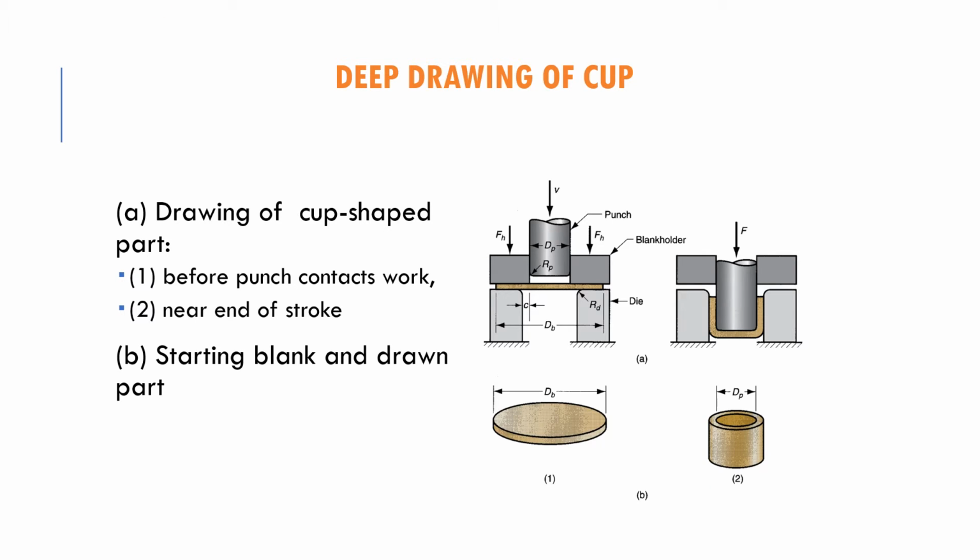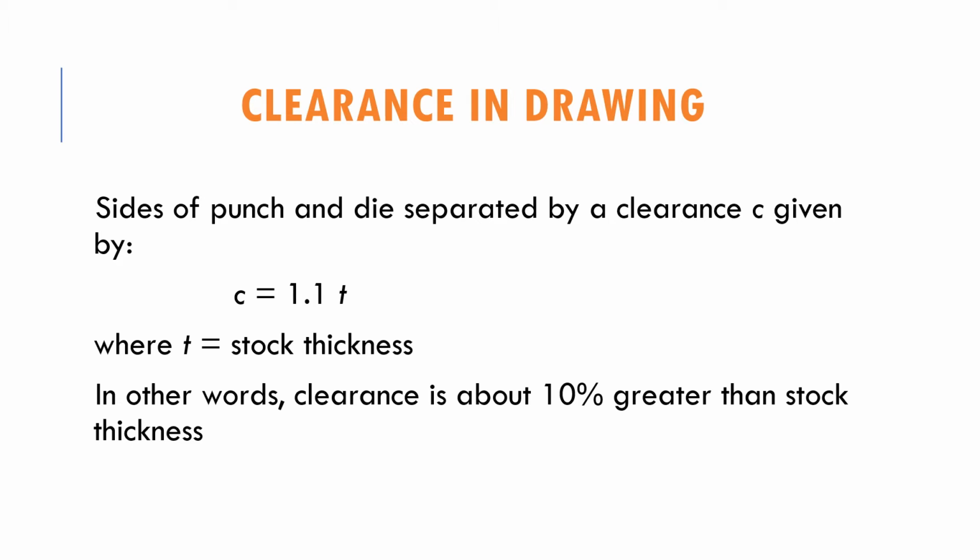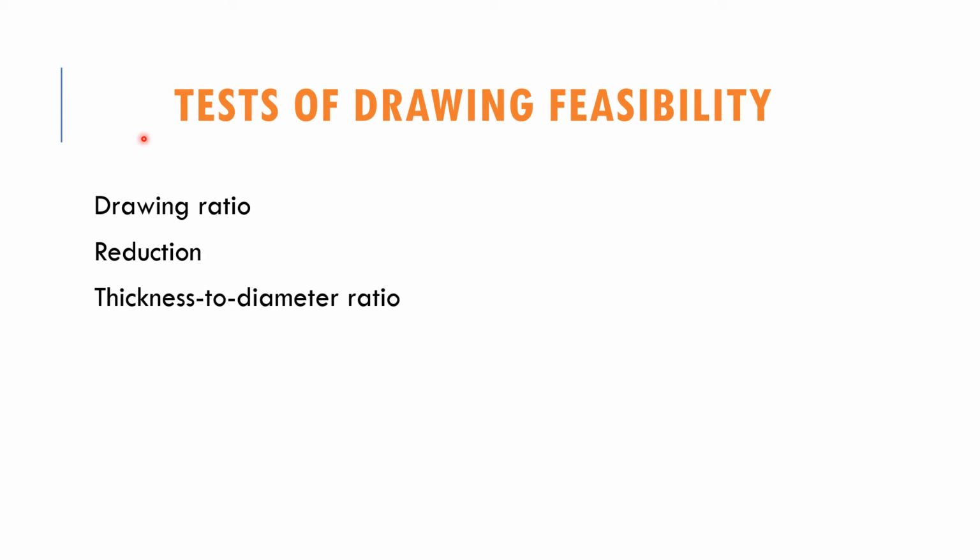For the clearance in the drawing, it is calculated by using the equation C equals 1.1 T. This is for the clearance on the side of the punch and the die, where T is the stock thickness. In other words, clearance will be 10% greater than the stock thickness. To know the feasibility of the drawing process, there are some tests that need to be calculated. Some of them are drawing ratio, reduction, and thickness to diameter ratio.